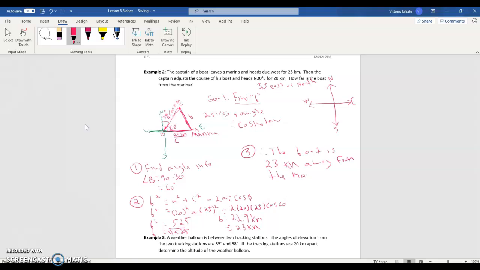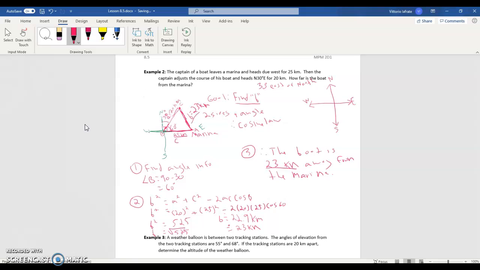Always pay attention to what I ask you to round the final answer to. Sometimes I'll have it written at the top of an assessment, sometimes within the assessment itself, so just pay close attention to that. So 23 kilometers away from the marina, which is this length over here.